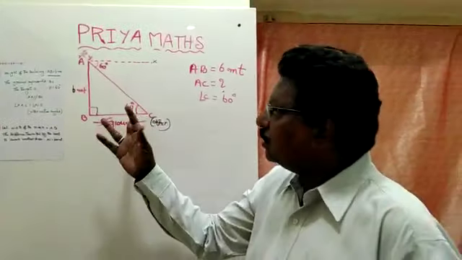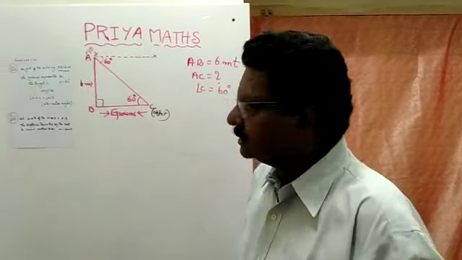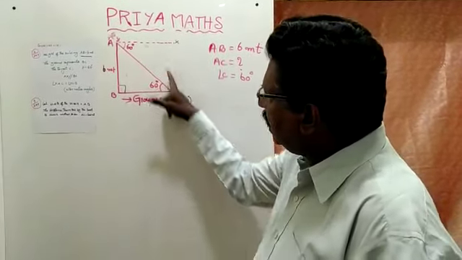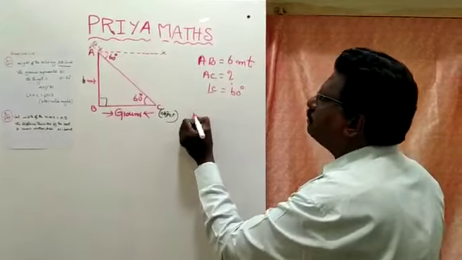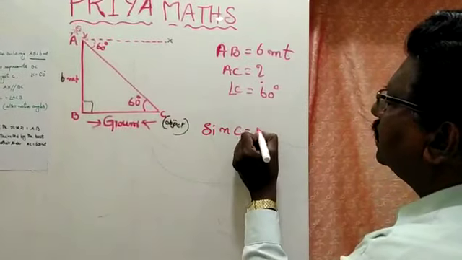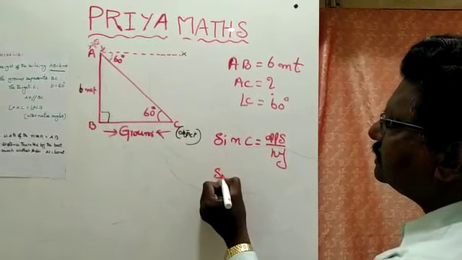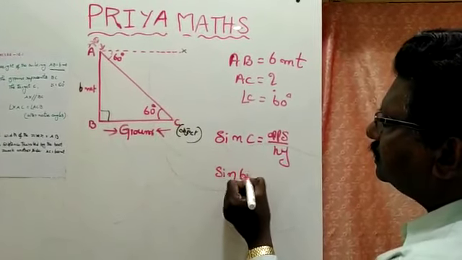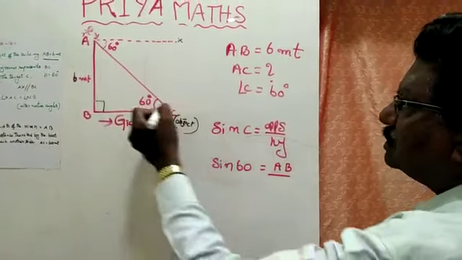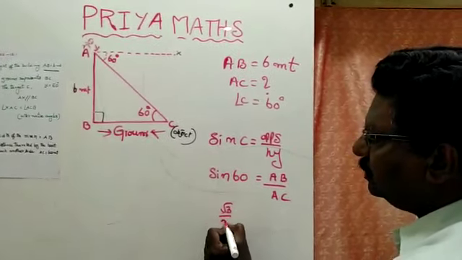When you have to frame the right angle triangle, you have to always remember the trigonometry formulas. This is the angle and this is the side, this is the hypotenuse. So three parts relation. For example, take the sine function. Sin C is equal to, what is the formula? Opposite side by hypotenuse. So sin C, how many degrees? 60. Opposite side means AB by hypotenuse AC. So sin 60 means root 3 by 2.